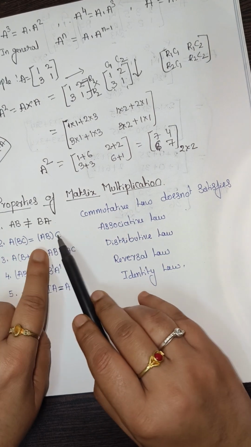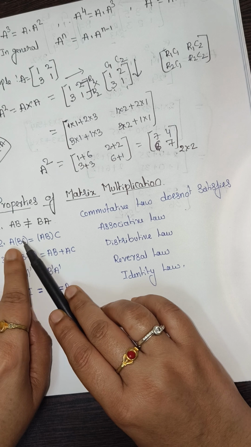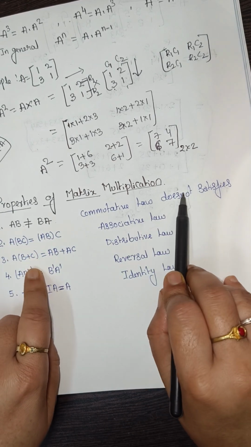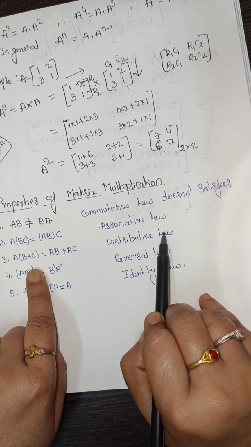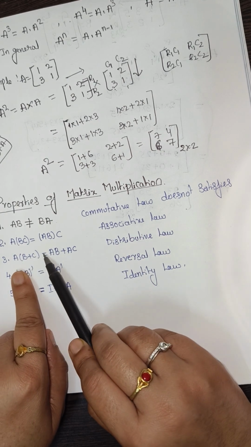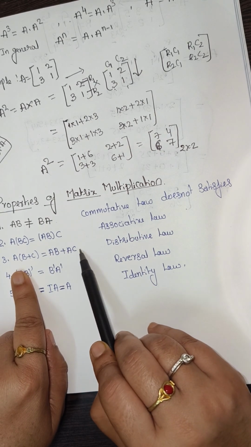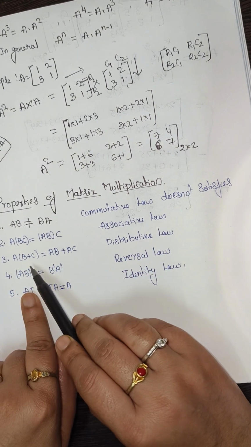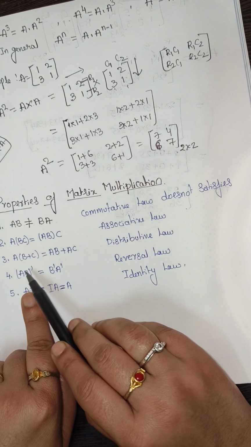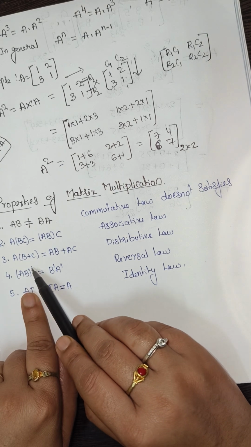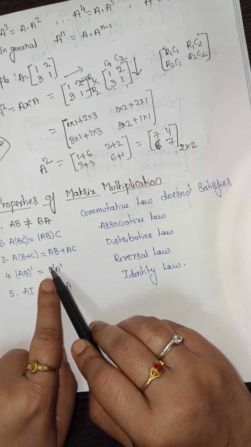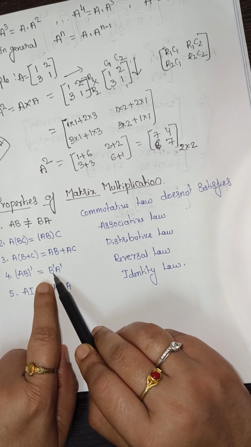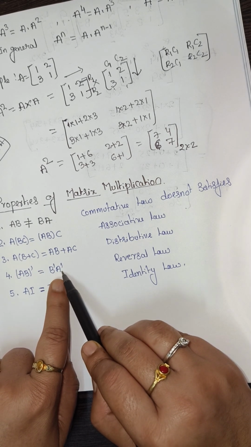Why? Because we do it in sequence only. First we do BC, after that A. Here A, B and C. So the associative law holds good. Next, the distributive law: A into B plus C equals A into B plus A into C. Next, the reversal law, that is AB transpose equals B transpose into A transpose. After multiplying you do the transpose, otherwise first take the first matrix as B transpose and the second matrix as A transpose.